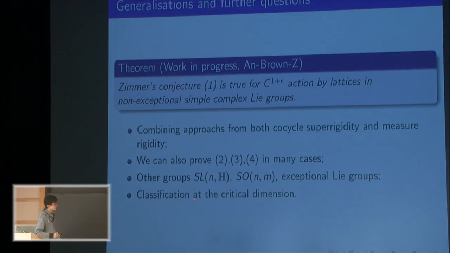There are also classifications at the critical dimension. There is a result, a work in progress, but they have already proved it, by Aaron Brown, Federico Rodriguez-Hertz, and Zhiyuan Zhang, that they have a very nice classification for lattices in SL_n(R). They can show that at the critical dimension, which is n minus one, the action must be either the projective action or the lift to the sphere.